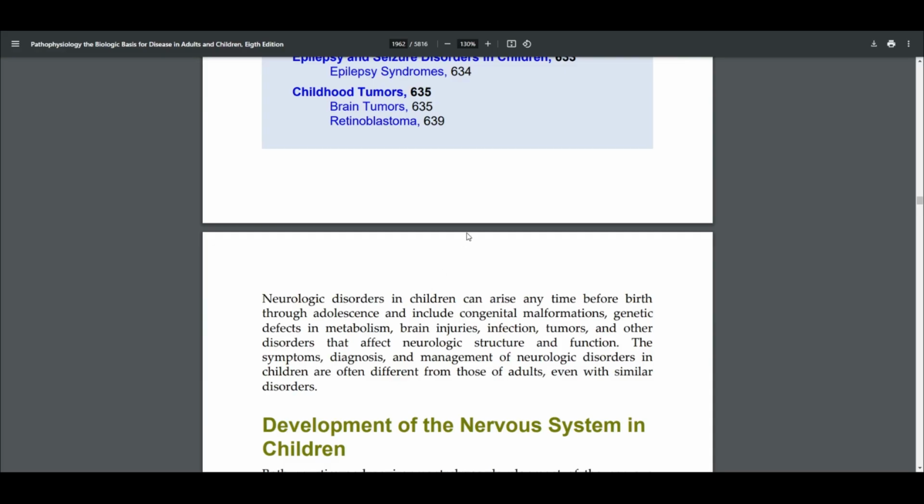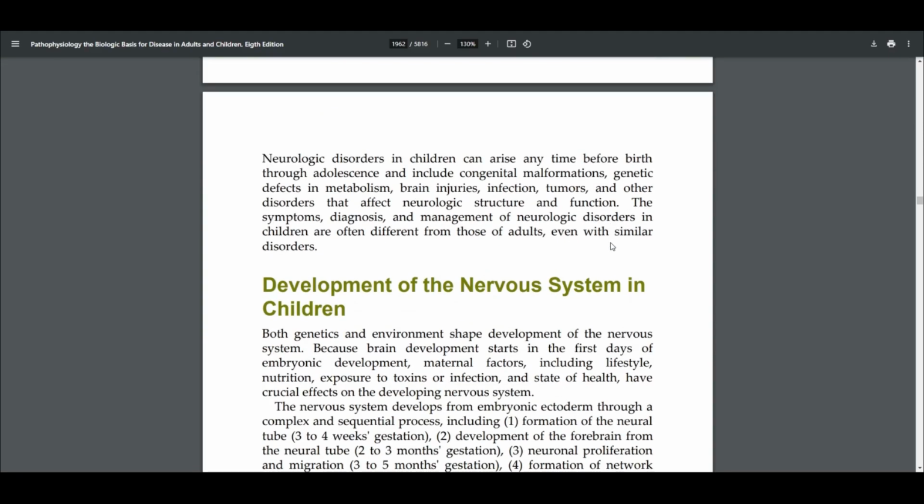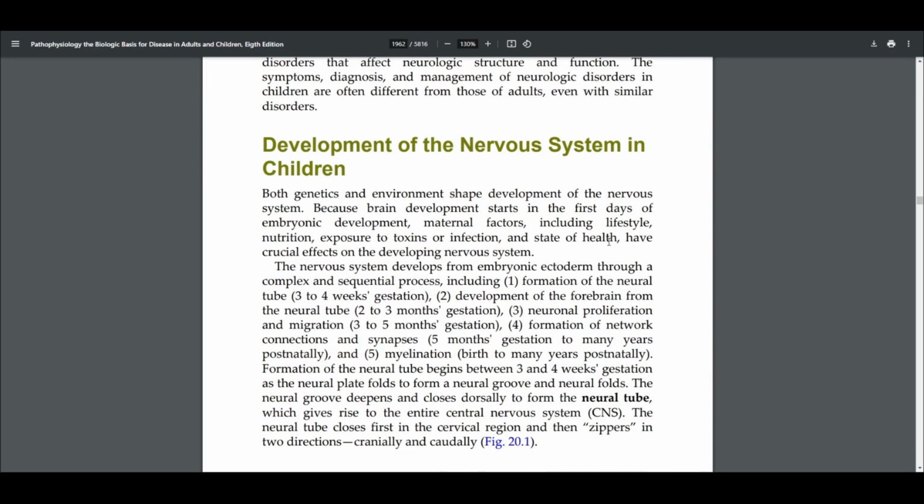So, neurologic disorders in children can arise anytime before birth through adolescence, and include congenital malformations, genetic defects in metabolism, brain injuries, infection, tumor, and other disorders that affect neurologic structure and function. The symptoms, diagnosis, and management of neurologic disorders in children are often different from those of adults, even with similar disorders.